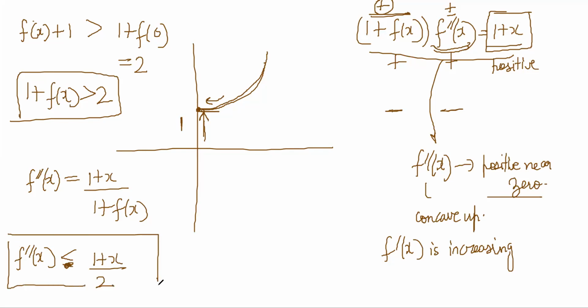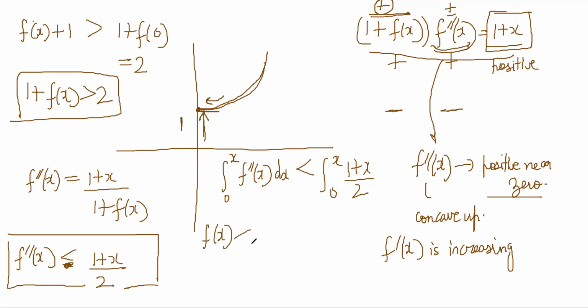Once we got this, we were just doing integrations 2 times. From 0 to x, f double dash x dx should be less than 0 to x of 1 plus x by 2, and then once more. And you will get a condition on f of x: it is less than, it was coming as 1 plus x squared by 4 plus x cubed by 12.